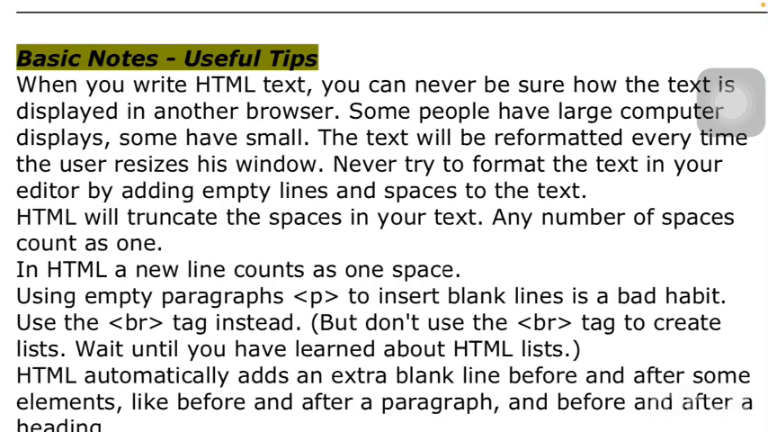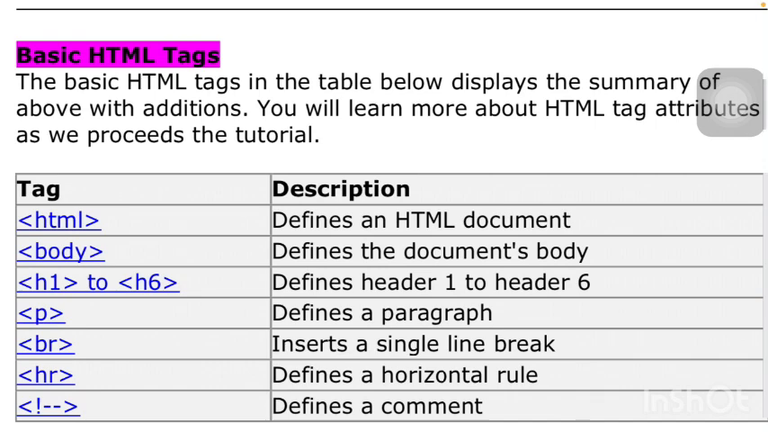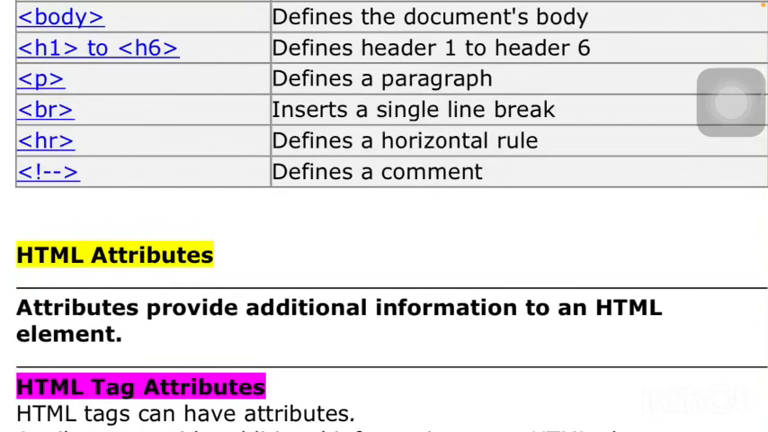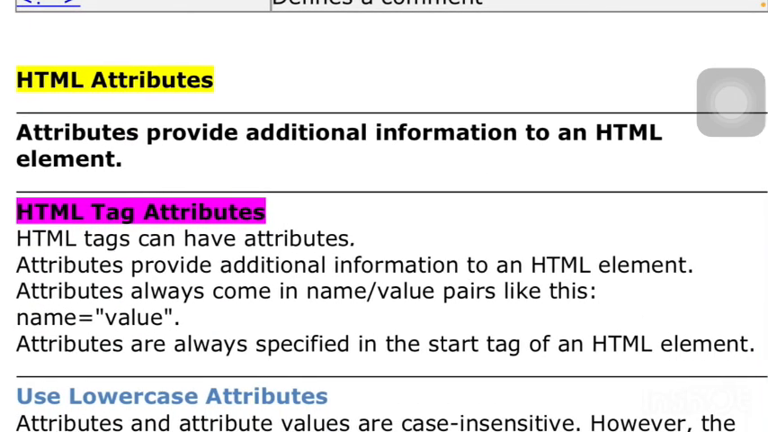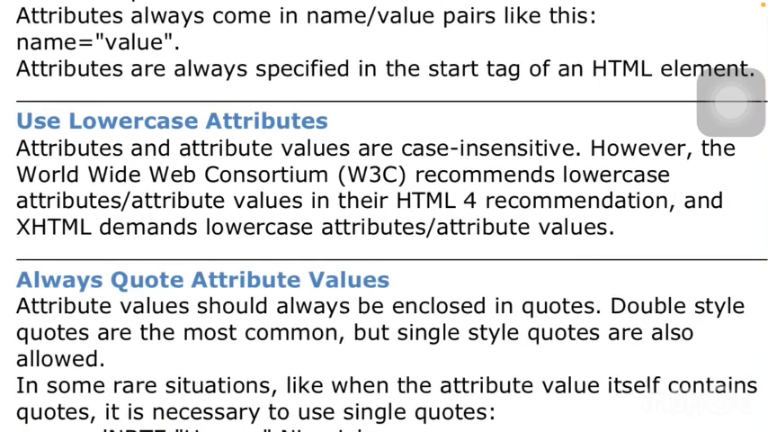Again, all right. Basic tags. We have a list of tags: HTML, body, H1 to H6, I've told you that. Paragraph, break. Then we have horizontal rule. We have comment. All those, just play with them. Then we have attributes. Attributes are part of tags. They give additional information. You're advised to use lowercase. And we'll be going through some examples.